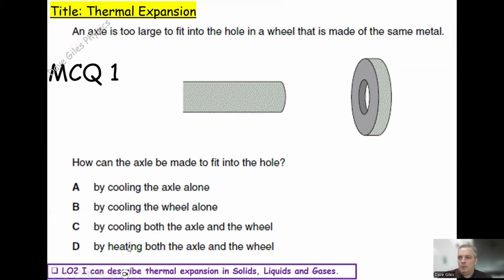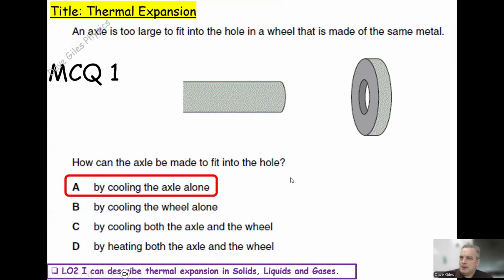So if we start from the bottom, if I heat both the axle and the wheel, well, the gap in the wheel might get bigger, but the axle will also expand, so it'll become wider, so that won't make a difference because they both became wider. Similarly, if I cool them both, they'll both become smaller, so that's not going to work. If I cool the wheel alone, that'll decrease the size of the gap, which will actually make it harder to fit inside. So the answer is A, cool the axle alone. That'll make it become smaller, compress, so it can fit inside the hole. So the answer is A.